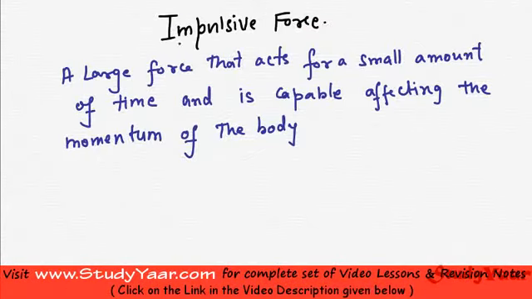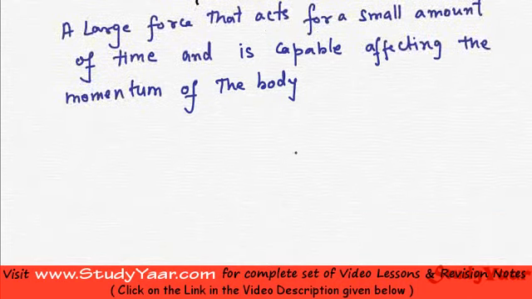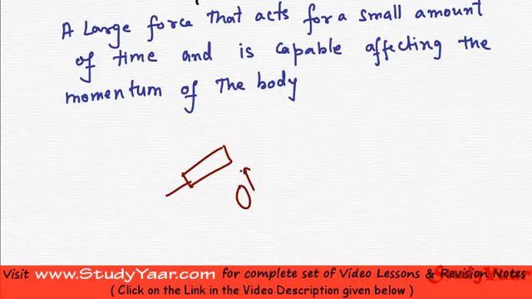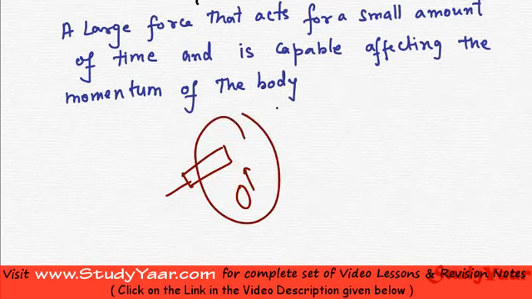Now let's understand what an impulsive force is. An impulsive force is a large force that acts for a small amount of time and which is capable of affecting the momentum of the body. So let's suppose I have a batsman and he hits a ball, which is coming like this. At the moment when he hits the ball, you have an impulse due to the reaction when these two bodies make contact. So that is an impulsive force.